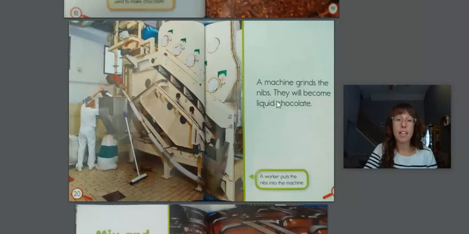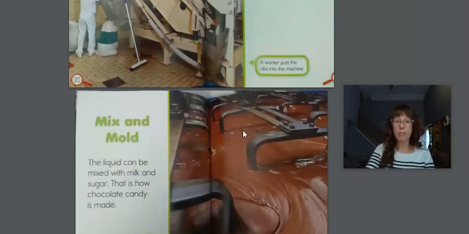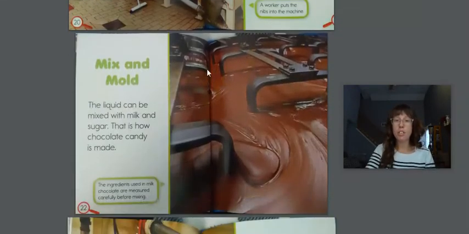A machine grinds the nibs. They will become liquid chocolate. A worker puts the nibs into the machine. So if you look over here, he's pouring the cocoa nibs, here's a bag, into this machine, and it mixes and mixes and mixes, and eventually it turns into liquid chocolate. So here is our liquid chocolate.